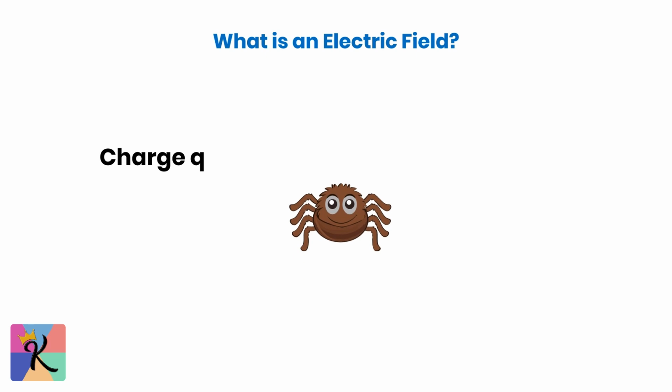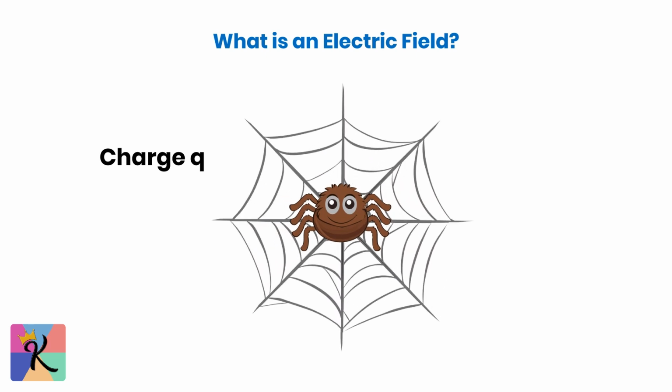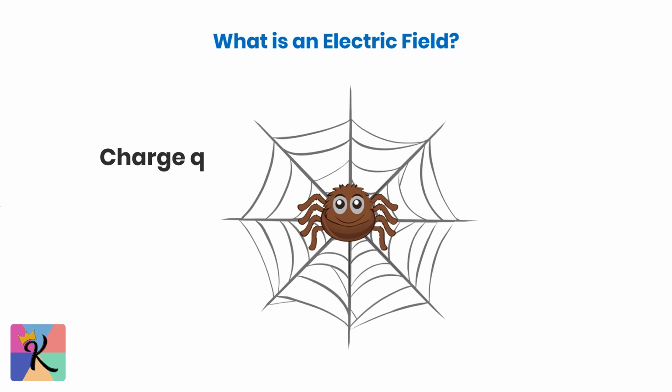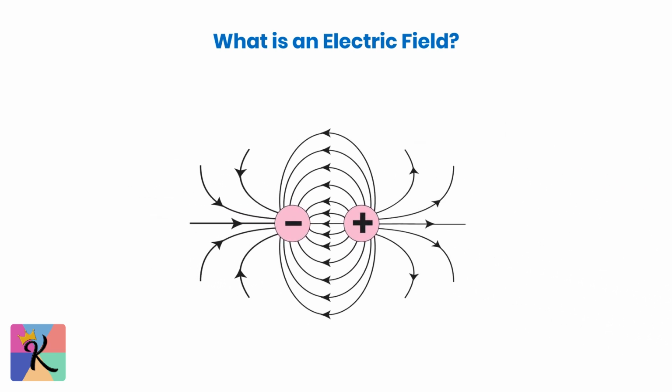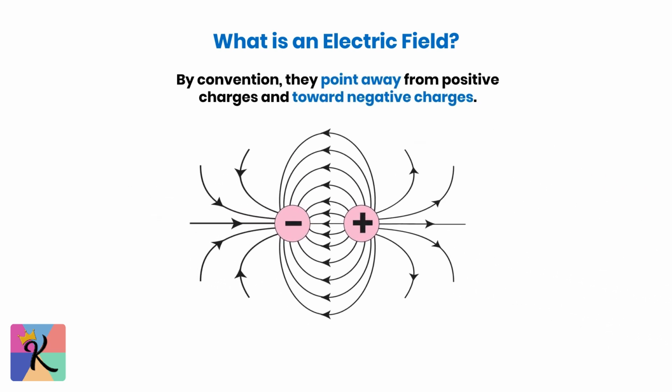Think of a charge as a spider and its electric field as a web. The field exists even if no other charge is nearby, but when another charge enters this field, it experiences a force, just like a fly getting caught in a spider's web. Electric field lines show us the direction a positive test charge would move. By convention, they point away from positive charges and toward negative charges.